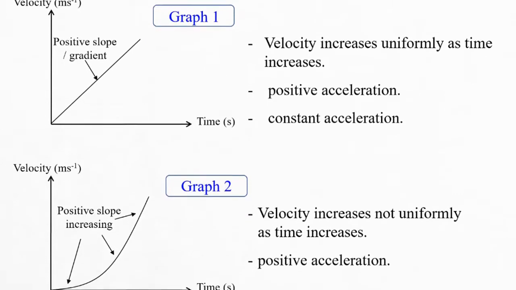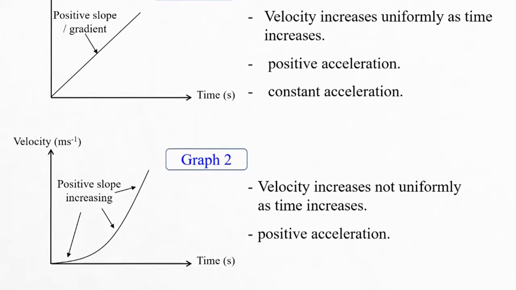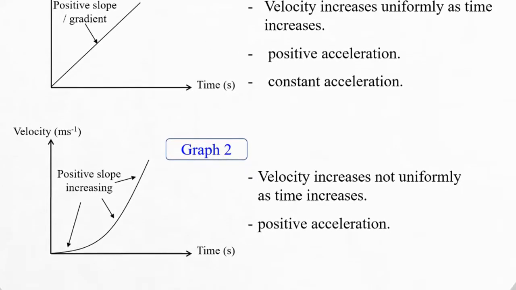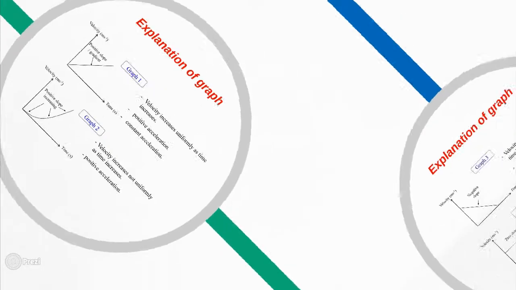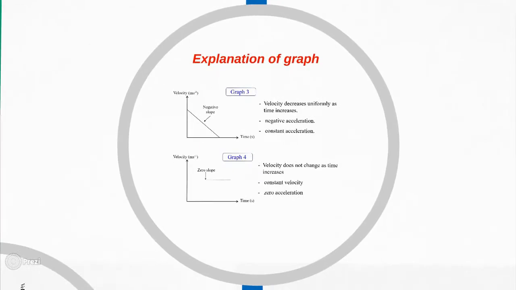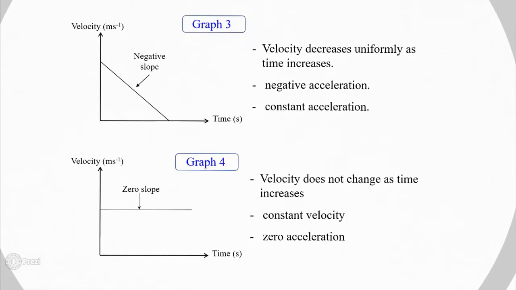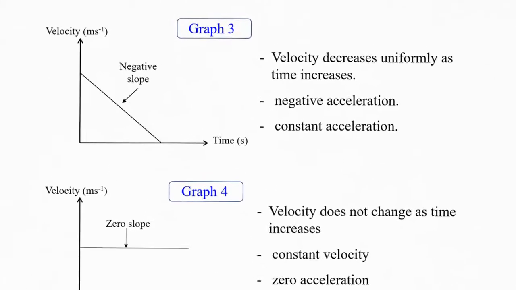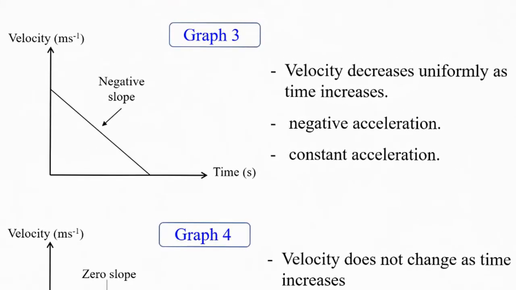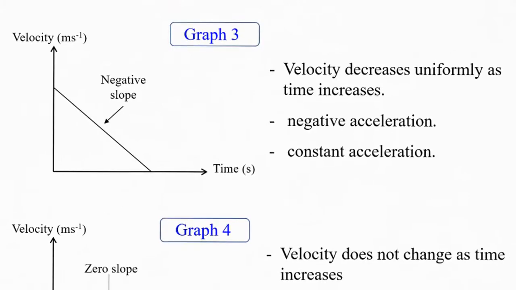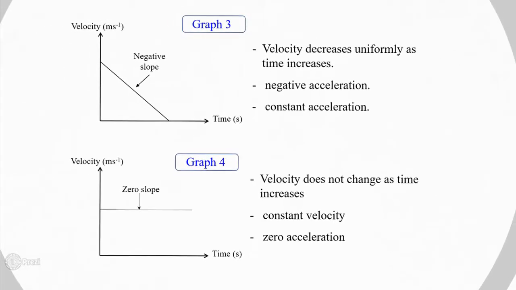Graph 2 still shows a positive slope increasing, and from this curved pattern, it shows that velocity is increasing but not uniformly as time increases, and acceleration from this graph is still positive. Graph 3 shows a negative slope, which means that velocity decreases uniformly as time increases. So we will get negative and constant acceleration.